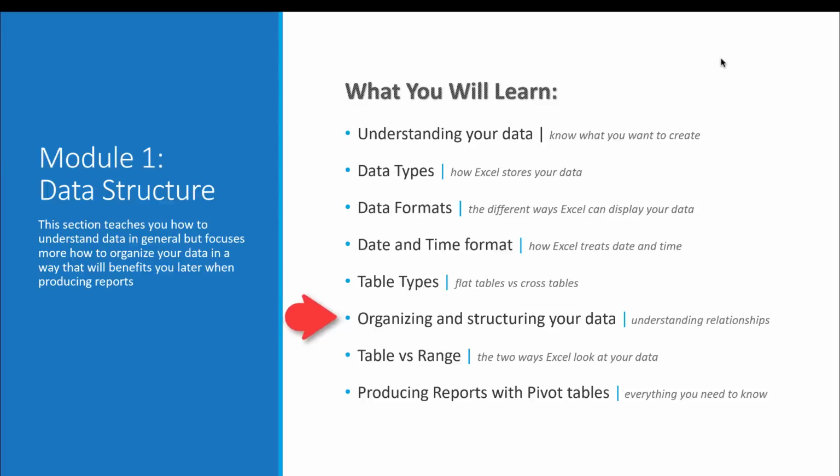And then we're going to look at the different ways Excel looks at your data. So Excel looks at your data either as a table or a range. So we're going to see what the difference is between the two. And then we're going to be learning everything we need to learn about producing reports with pivot tables, and what are the prerequisites and what you need to have before you engage with using pivot tables. Okay?